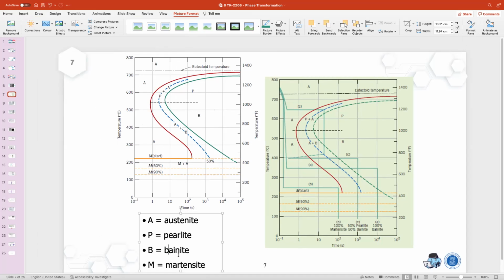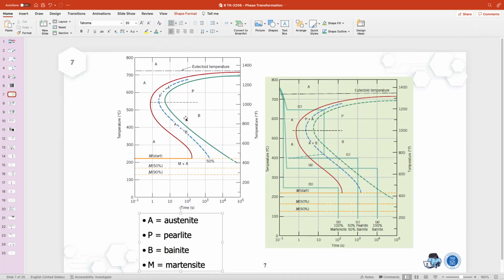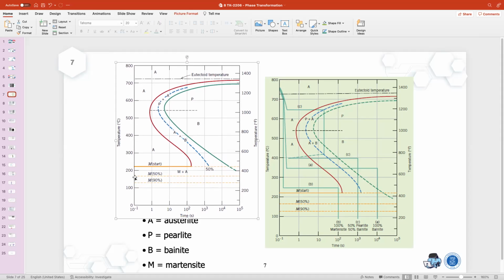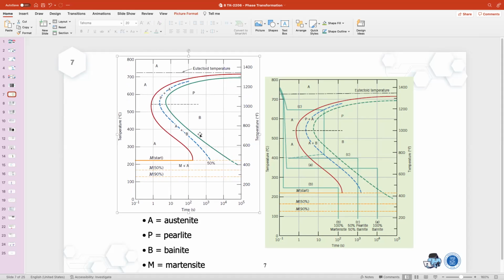This is the bainite. And if we cool it down very fast to 200 or 100 something, martensite will form. In the next slides we will learn about each of these microstructures.